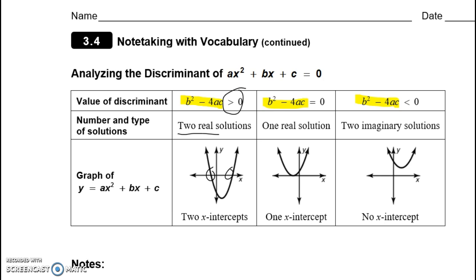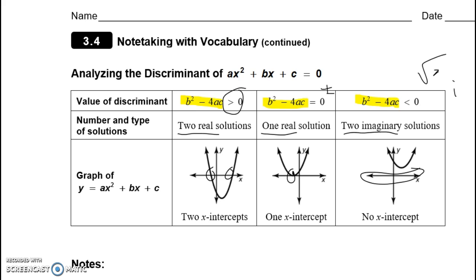If the part under the radical equals 0, that means the radical disappears and the plus minus disappear. That means we have 1 real solution, and notice the parabola will only touch and turn at 1 point on the x-axis. Lastly, if it's less than 0, that means underneath the radical is negative. That means we're going to get i in our answer, and we'd have 2 imaginary solutions. That means the parabola does not cross the x-axis at all.